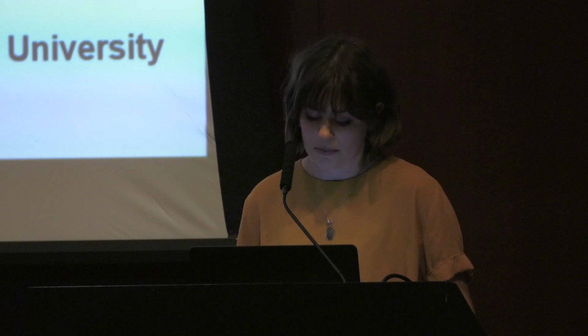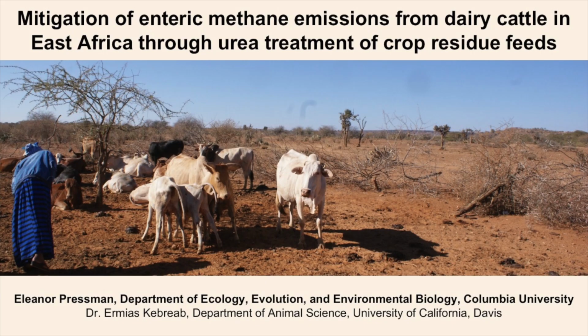Enteric fermentation in the gastrointestinal tract of ruminants is a leading anthropogenic source of methane, a greenhouse gas that has a global warming potential 85 times stronger than that of carbon dioxide. Microorganisms in the rumen break down fibrous plant material and produce methane as a byproduct, which is then exhaled by cows.